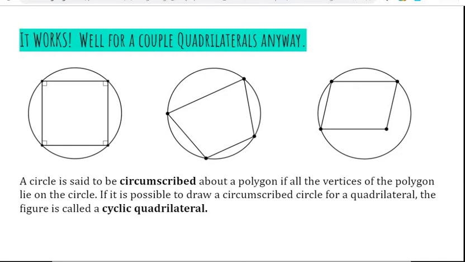There are 2 new terms we need to take a look at. A circle is said to be circumscribed about a polygon if all the vertices of the polygon lie on the circle. And if it is possible to draw a circumscribed circle for a quadrilateral, then that quadrilateral has a special name. It's called a cyclic quadrilateral. So please pause the video if you need to and write those 2 definitions in your notebook.